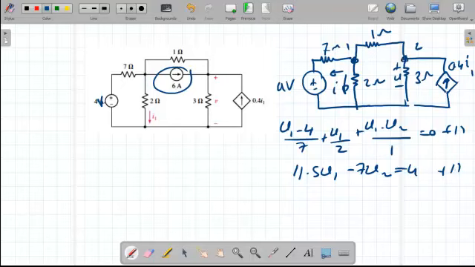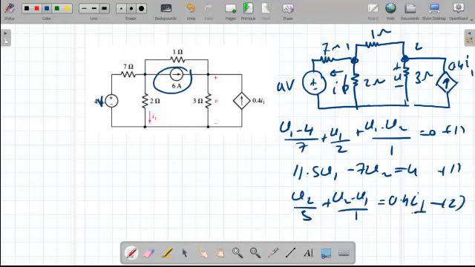In this node we have V2 over 3 plus V2 minus V1 over 1, and we have the current source equal 0.4 I1. Now we have this dependent current source. We need to get rid of this dependent variable. So from the circuit, I1 equal V1 over 2.